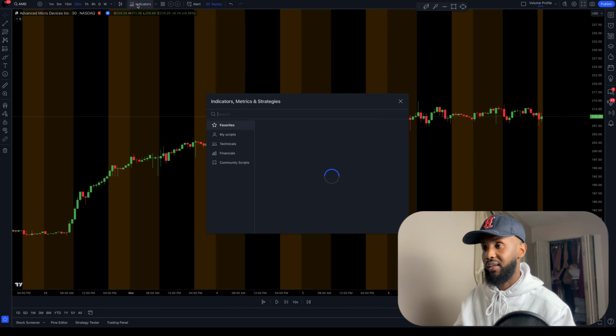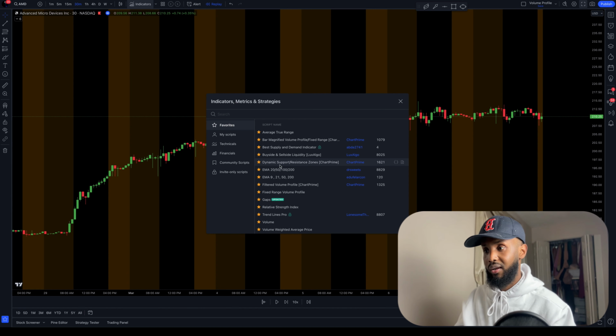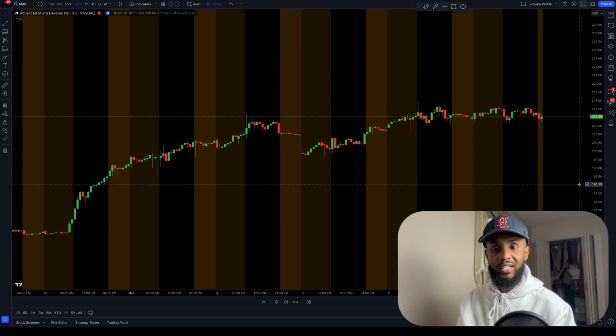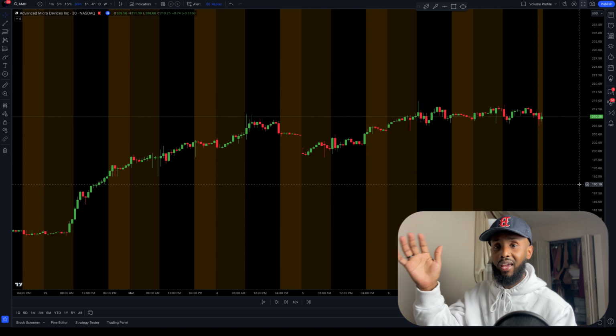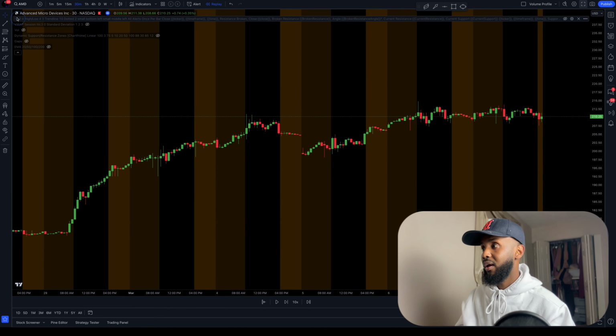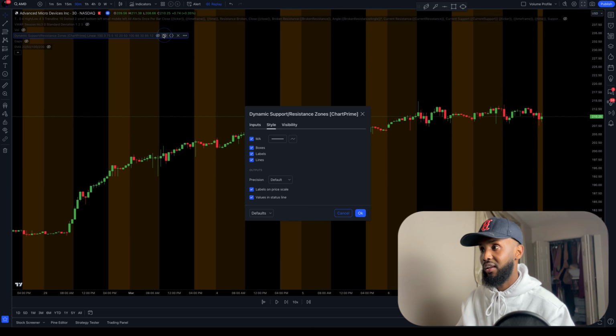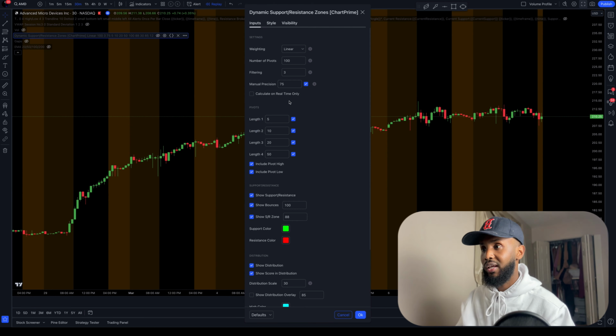So I use this indicator right here. It's called dynamic support resistance zones. This indicator gives me volume by price levels, right? So what this means is it tells me, okay, Nvidia has the most volume at this price. Nvidia has the most volume at this price for the current time period. And for the settings for this indicator, the only thing that I changed was the number of pivots. I think the default is 50. I changed it to 100. That's it.